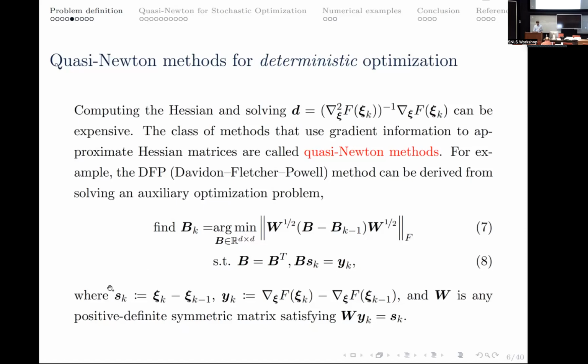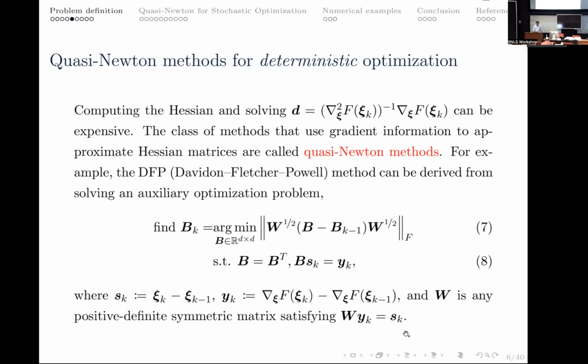The second equation here is what would make this matrix closer to the Hessian, because here S, notice that is the difference between the iterates, and Y is the difference between the gradients evaluated at these iterates. And to derive the DFP here, we also need W, this weighting matrix, to satisfy this condition.